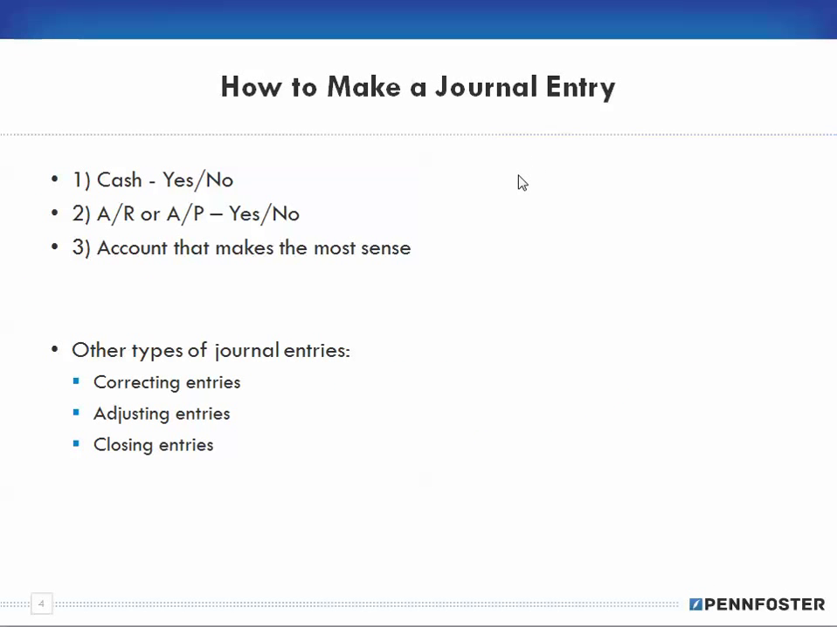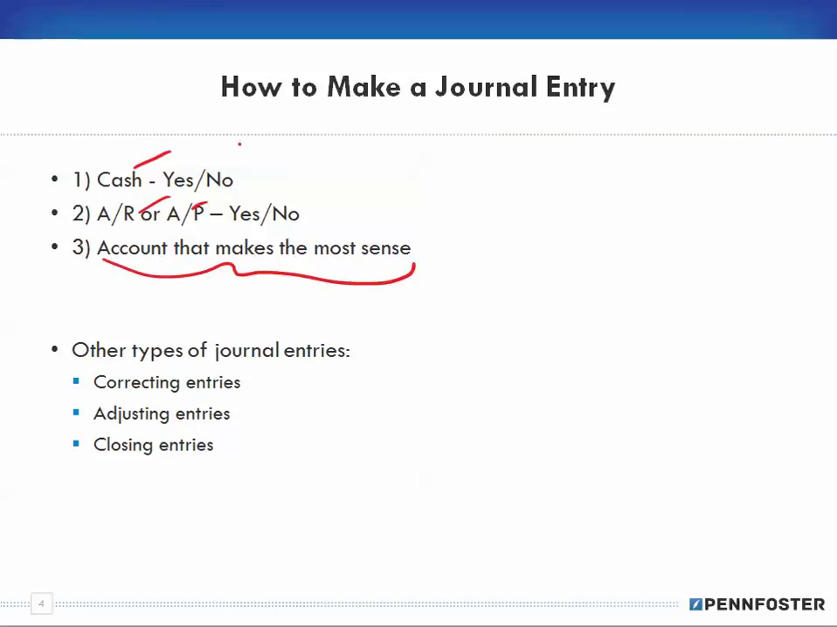So what happens during the accounting period? Well, you have journal entries, and journal entries are nothing more than recording the transactions that occur in the business. Remember, everything that happens gets quantified. It has to be measured, and you do that by creating journal entries. I went over a process in making journal entries, in that the first question I ask myself is, does this affect cash? Yes or no? If it's no, then I ask, does this affect accounts receivable or accounts payable? If the answer to that is no, then I go to number 3 and I use an account that makes the most amount of sense.